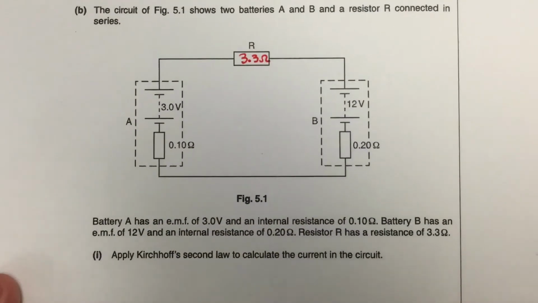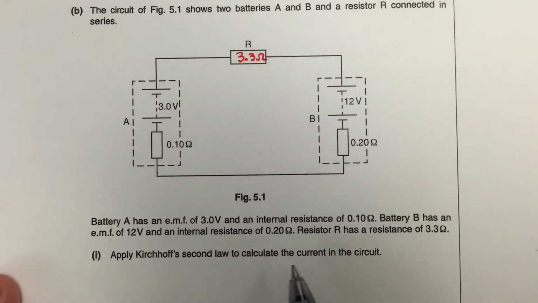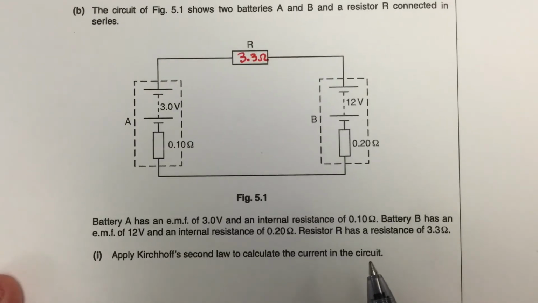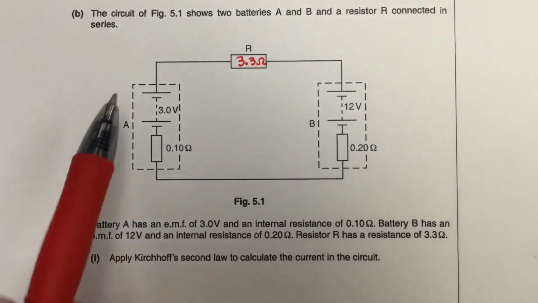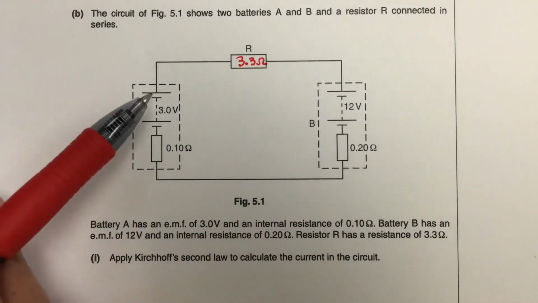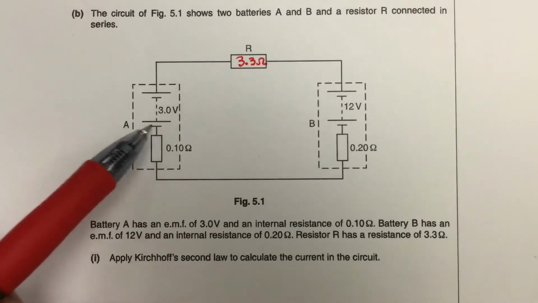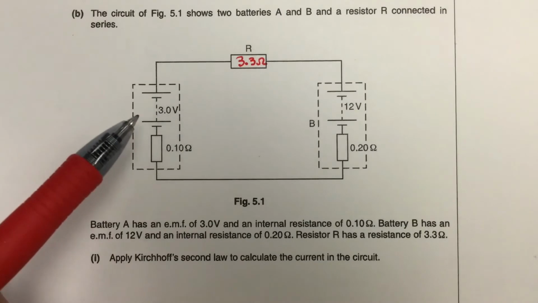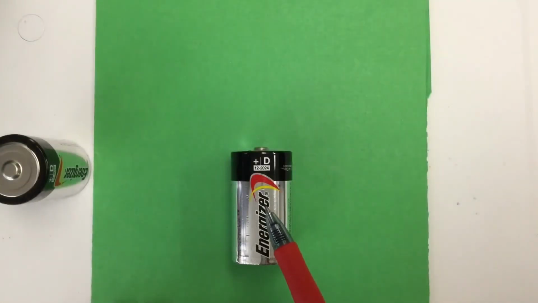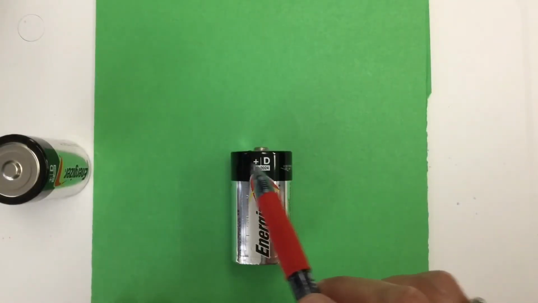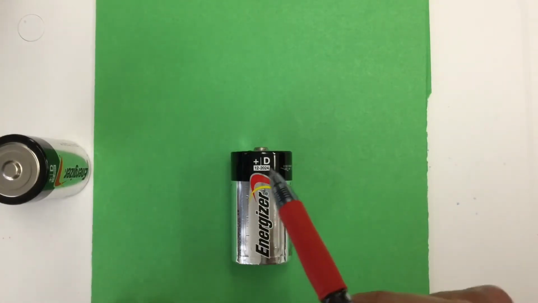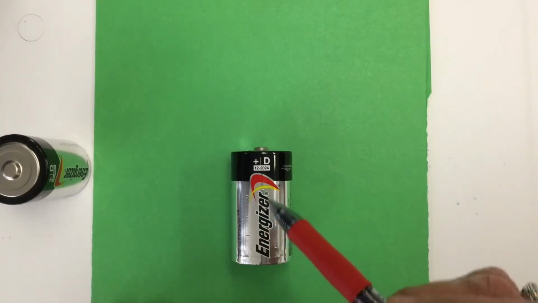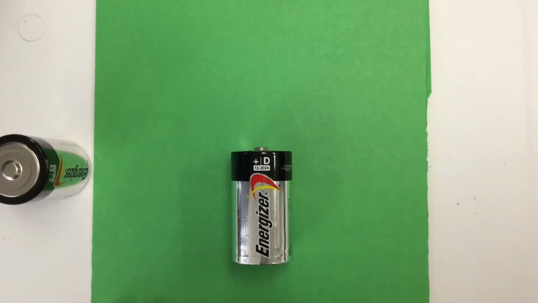Apply Kirchhoff's second law to calculate the current in this circuit. I'm going to pause this video to explain the connection of this battery here. We have two symbols for battery. So let's see how this works. This is a single battery. This is the positive sign and this is the negative one. And this battery is 1.5 volts.